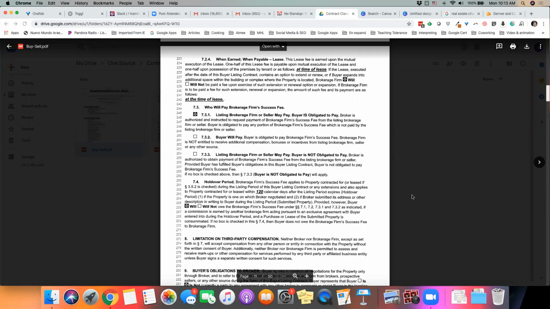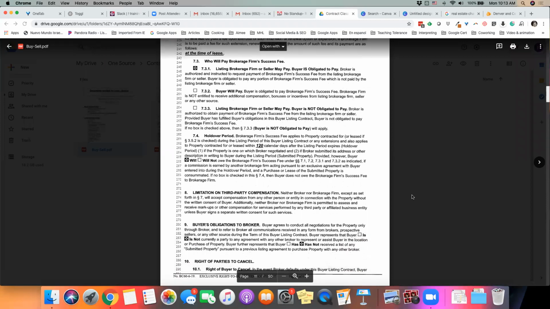Then on 7.3.1, listing brokerage firm or seller must pay, buyer is obligated to pay. Please always check that. If there's pushback, you can discuss it with your buyer, but you always want to check that one first. 7.4 is your holdover period. You want to put 90 to 100 days, whichever your computer will allow, and yes, you will get paid.